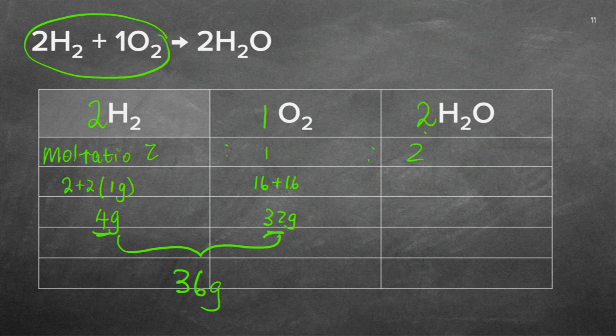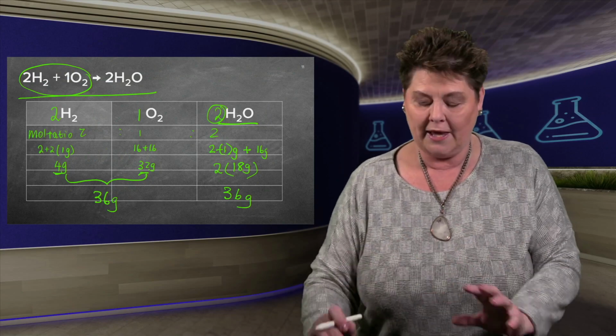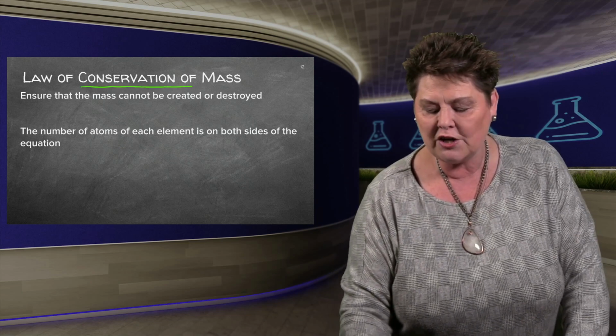It forms 2 moles of water. So it is 2 water, and that is 1 gram, plus hydrogen, and 1 oxygen, and that is 16 grams. So I've got 18 grams there. How many moles did I have? 2. So 2 times 18 gives me 36 grams. So I always have the moles and the masses going in, going out, balanced completely. That we call the conservation of mass.